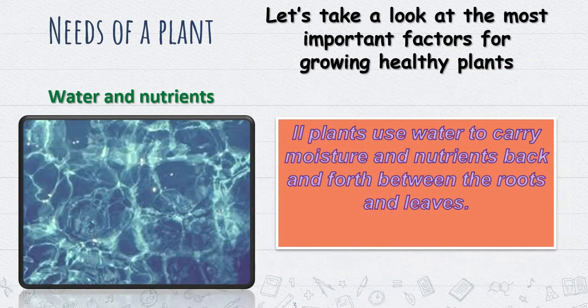Okay, in the next one we are going to see the needs of plants. Remember that we can find a lot of things that talk about this. Let's take a look at the most important factors for growing healthy plants. First, plants need water and nutrition. Why? Because plants use water to carry moisture and nutrition back and forth between the roots and leaves.